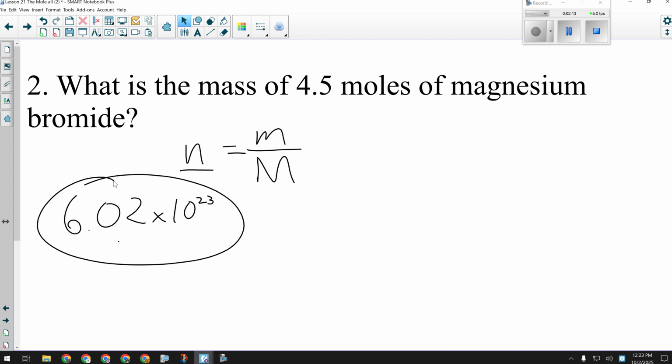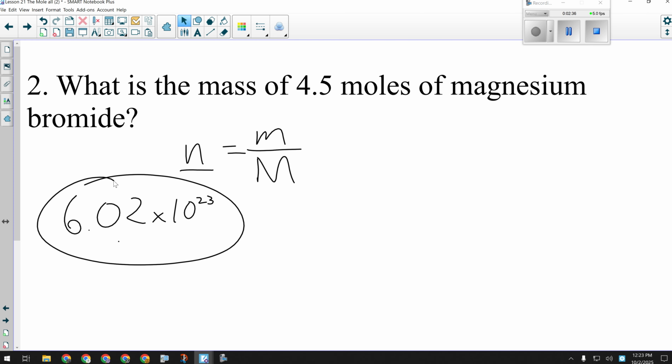If I told you that I have 2 dozen donuts, how many donuts do I have? 24. How did you do that? I said 2 dozen, you thought I said 1. Right? So what did you do? You went 12 times 2, and you got 24. Avogadro's number works exactly the same way.